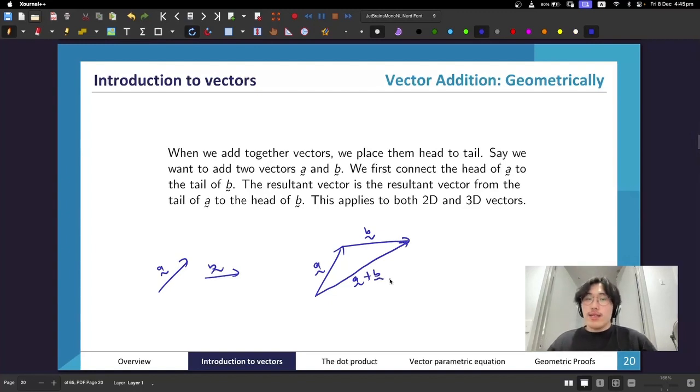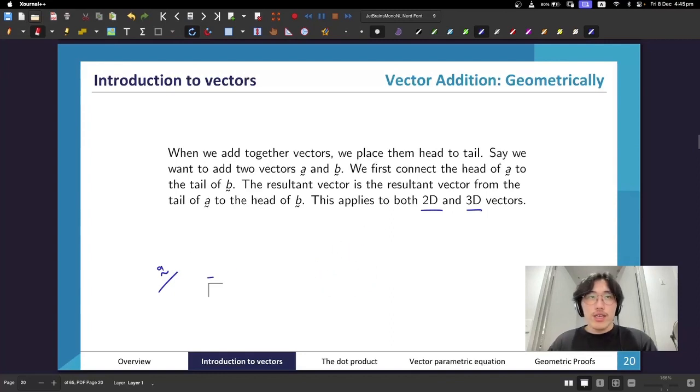I'm sure you've learned that in extension 1. This applies to 2D and 3D vectors, and if I remember correctly, this should actually apply in all dimensions, because this should be the definition of vector addition, but I could be wrong. If I'm wrong, don't worry, because we're only going to be dealing with 2D and 3D anyway. But this outcome is very important later on for geometric proofs, so make sure you remember it.